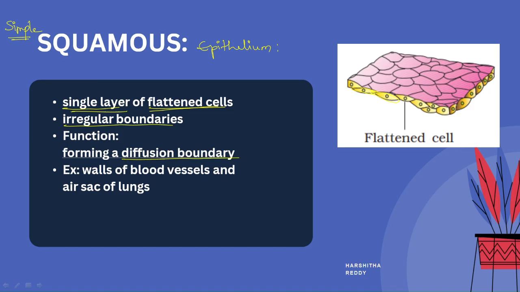What is diffusion? Diffusion means movement of particles. This squamous epithelium plays a role in the movement of particles from cell to cell. And this squamous epithelium is generally found in walls of blood vessels and air sacs of lungs, where gaseous exchange plays a major role.